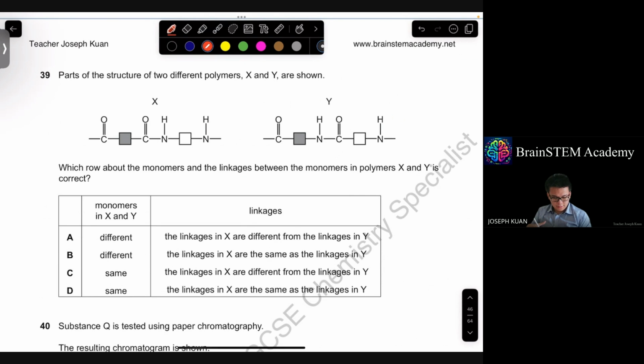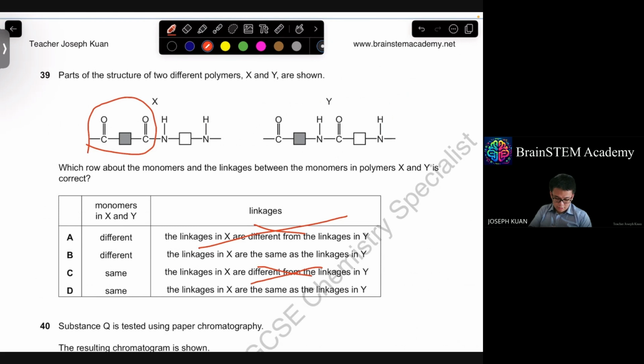Next, parts of the structure of 2 different polymers are shown. Which statement about the monomers and the linkages between monomers in polymers X and Y is correct? Both are amide linkages. So they are the same linkage, but the monomers, as you can see, are different. One is a dicarboxylic acid, one is a diamine. This one is an amino acid. So their monomers are different, but the linkage is the same. So B is the answer.